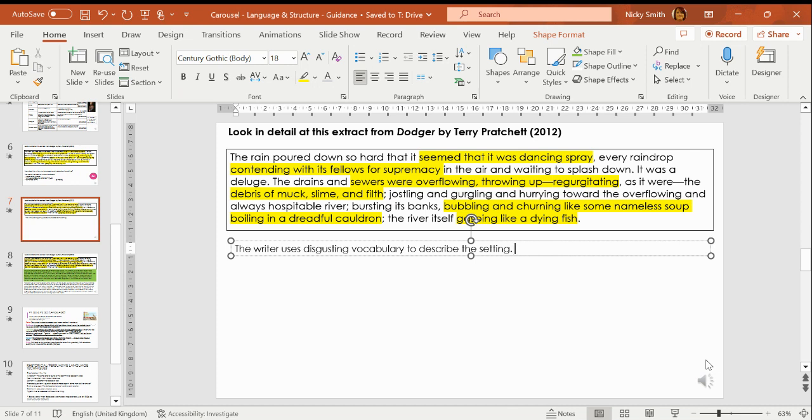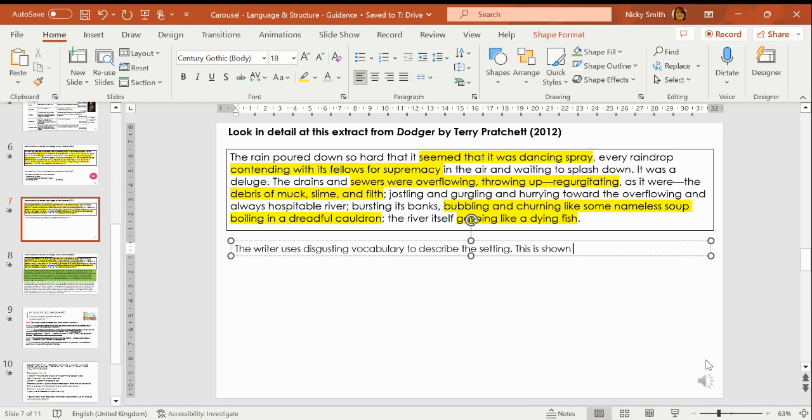If you start with a quote, examiners dislike this because you're not making it clear to them why you picked that quote. Why is that quote relevant to the question? So even if you end up saying the writer uses language to describe the setting, it's still a point. If you can name the feature, you may as well put it in here. So the writer uses a simile, a metaphor, a triplet, anything. In this, as I say, I'm going to pretend I don't know what it is, so I'm just saying disgusting vocabulary because that's the image that it portrays.